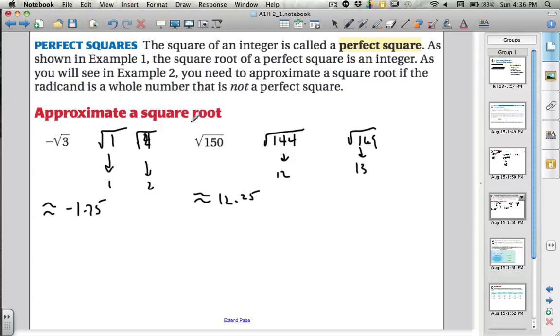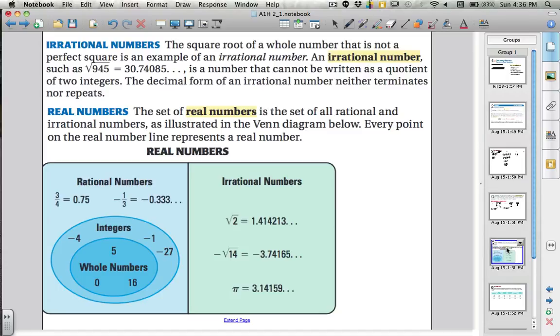Okay, so that's approximating the square root. What I'm doing is using perfect squares to create a bracket of values around the value I'm looking for, to help me estimate its value.